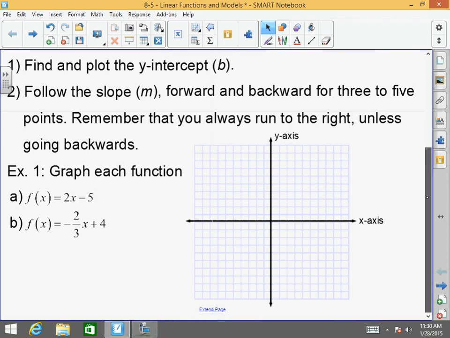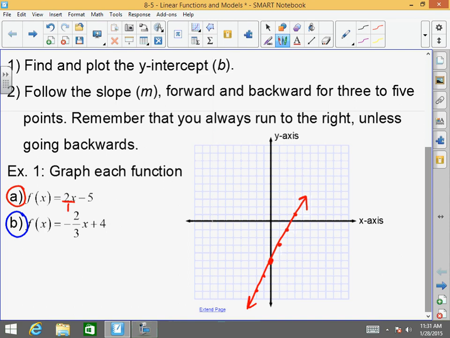So let's go ahead and just graph these two functions. I've got f of x equals 2x minus 5. We'll do this one in red. My y-intercept is negative 5, so I go down 1, 2, 3, 4, 5. That's negative 5. That's my y-intercept. And my slope is 2. Remember, there's an invisible 1 being divided here. That's the run. So I'm going to go up 2, run to the right 1, up 2, 1 to the right, up 2, 1 to the right. Let's go backwards. Down 2, 1 to the left. Down 2, 1 to the left. Easy peasy. Done.